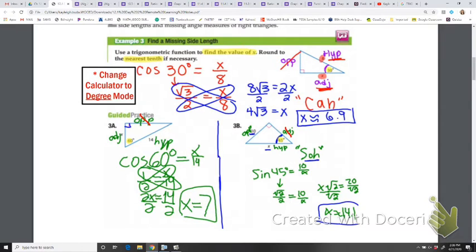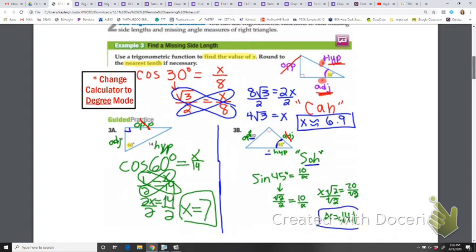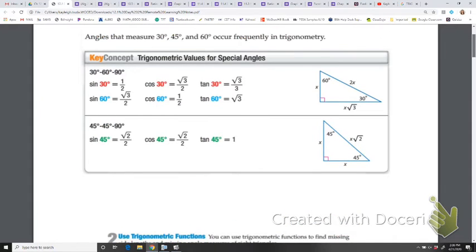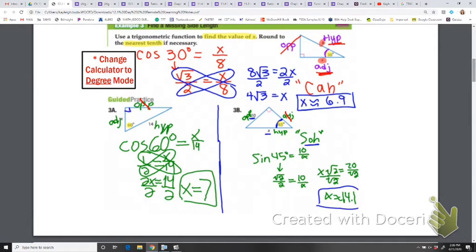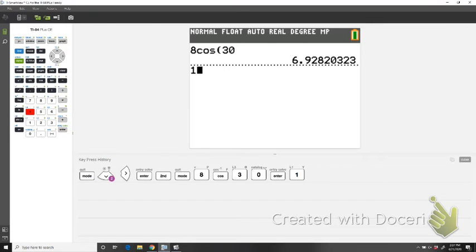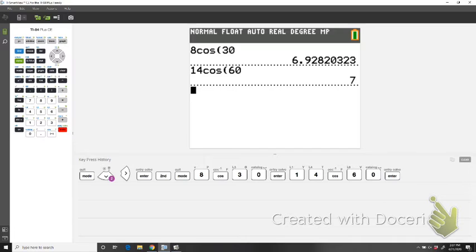You can use the fact that cosine of 60 degrees is a half, so you can replace that, and a half is equal to x over 14. Use cross products and divide by 2, and you get x is 7. Also on this one, another way of solving it is, since you're dividing x by 14, you could do the opposite, which is to multiply both sides by 14. So you would type in 14 times the cosine of 60, and you get 7.